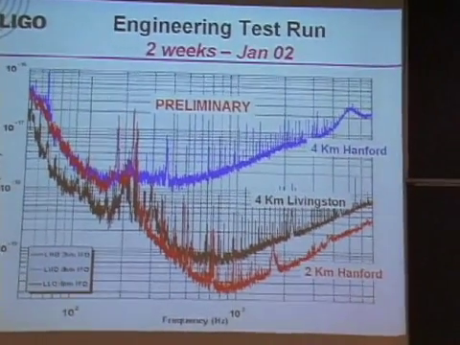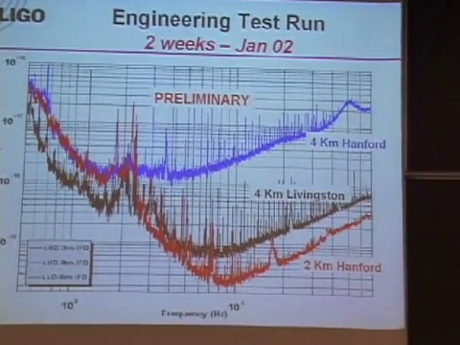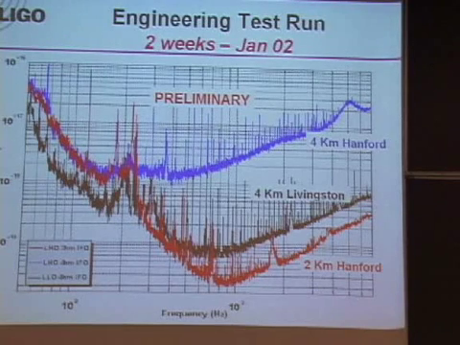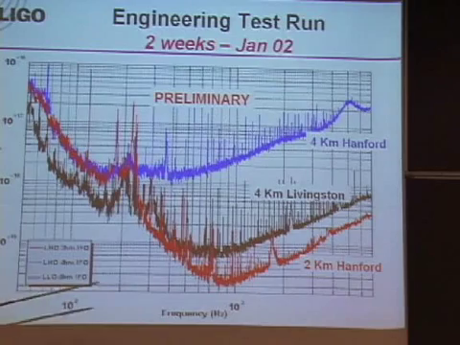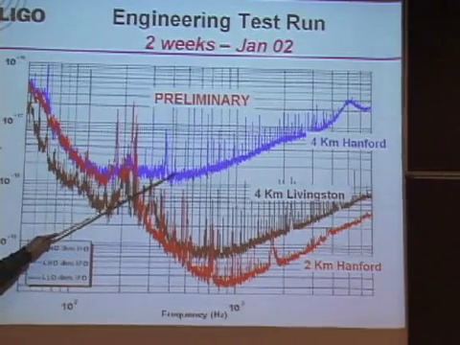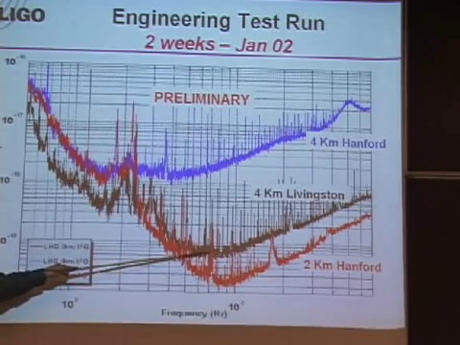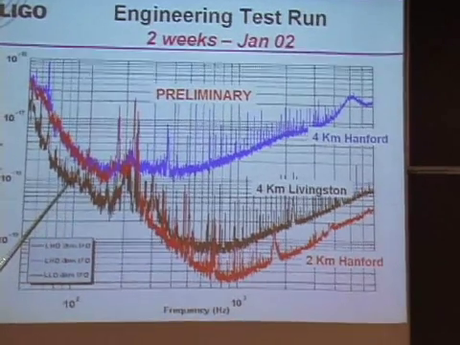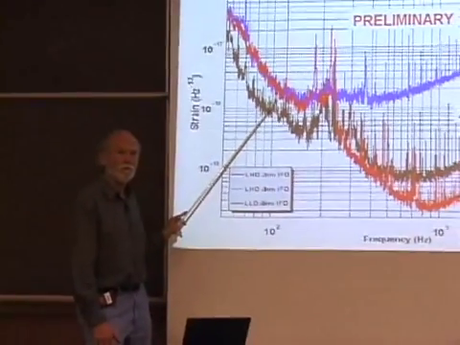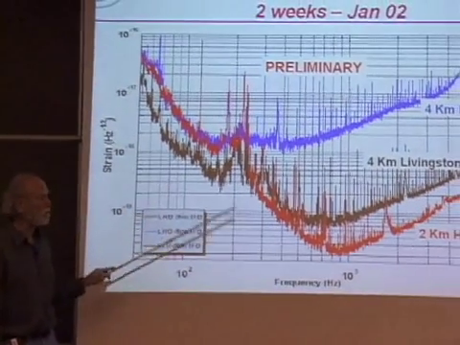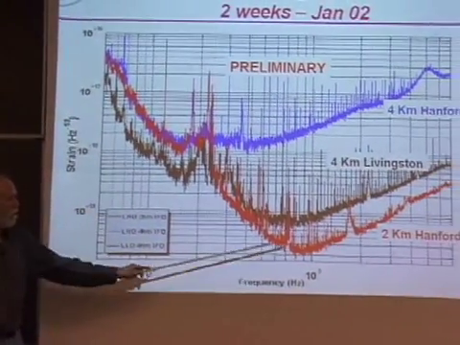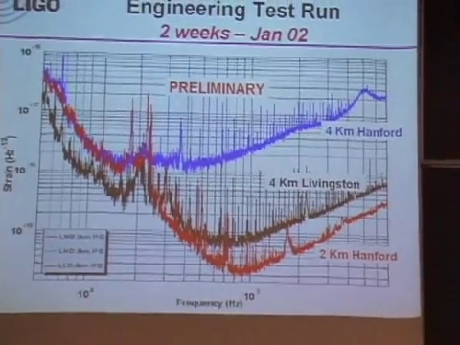This is the sensitivity that we achieved during our test run in January, or December and January. These are the three different interferometers. The 4 kilometer had just been turned on at that time, and this is the Livingston 4 kilometer, which is better at low frequencies because we've concentrated on low frequencies because there's external reasons that we need to there. And this is the 2 kilometer at Hanford.